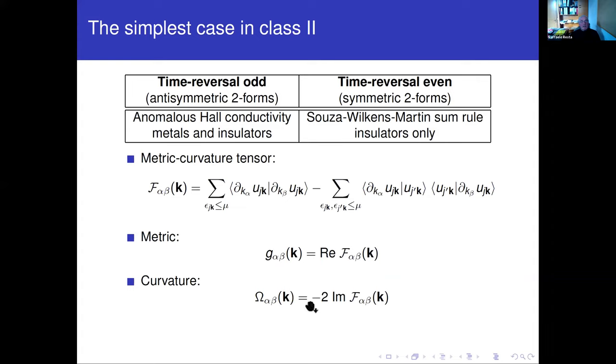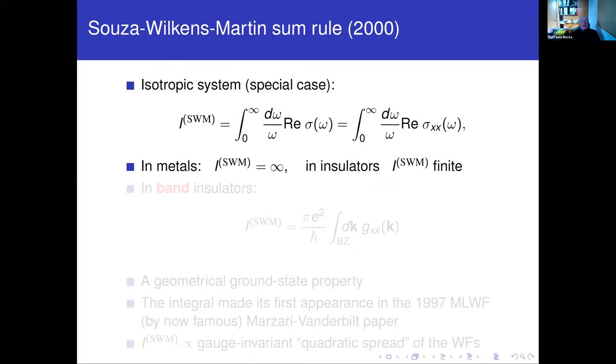Now, let's go to the simplest of all. There is no Hamiltonian inside. You simply take the curl of the Berry connection. More exactly, you take the most general tensor, which has a symmetric and antisymmetric part. The symmetric part is the metric, which is also important, but I will not discuss it here. We focus on the antisymmetric part, which is the Berry curvature, and it is the curl of the connection.